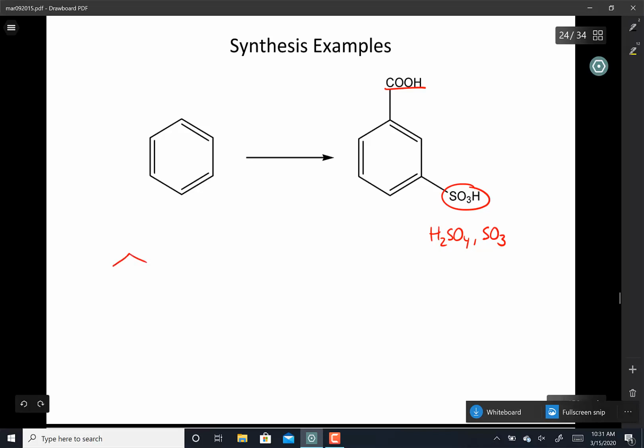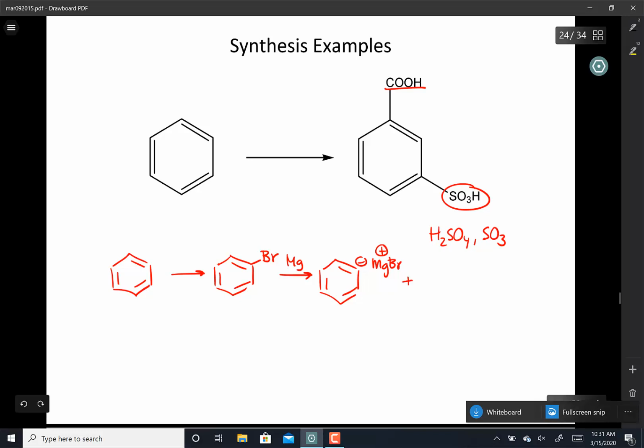Number one, I know how to add a bromine to the ring. I also know that if I add magnesium to that bromine, I'm going to make a Grignard reagent.